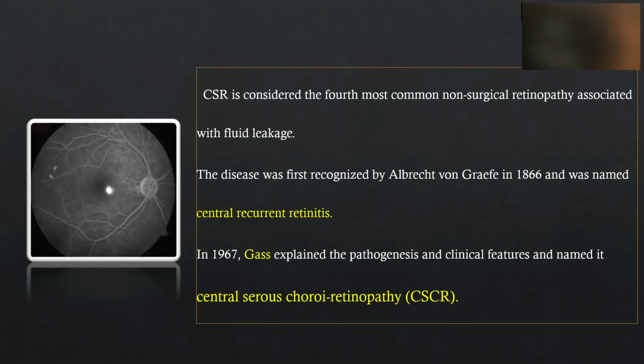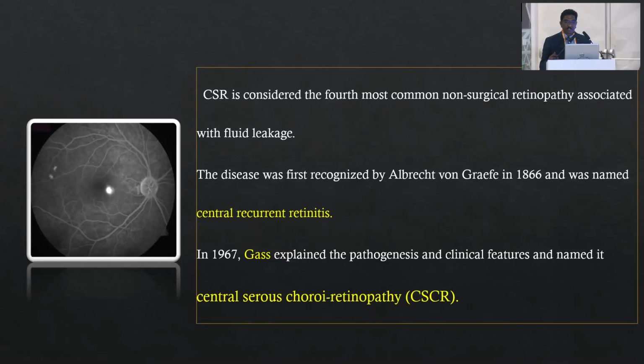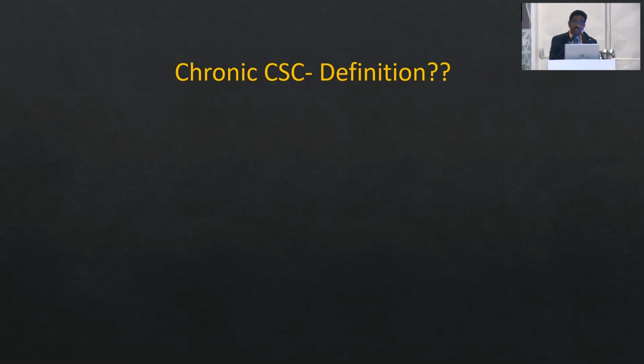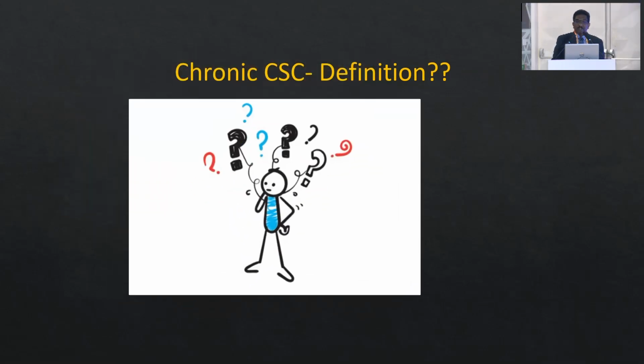Well, we all know that CSR is the fourth commonest non-surgical retinopathy associated with fluid leakage, and it was termed as central recurrent retinitis and later termed as central serous chorioretinopathy, letting us know that the choroid is also involved in the pathology of this disease. Most cases of CSR resolve, but some become chronic, leading to persistent visual problems, RPE atrophy, and recurrence. But what is the definition of chronic CSR?